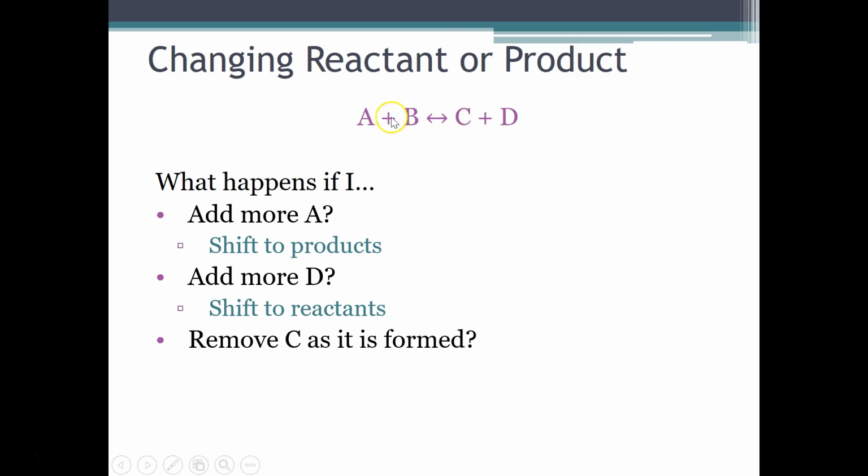Now, if we remove C as it's formed, also think about this toothpaste example. If we remove C and we have the full tube of toothpaste over here, that would almost be like causing a vacuum effect where we would need to replace the C that's being lost. So as we remove a product as it's formed, the reaction will shift toward the formation of products.